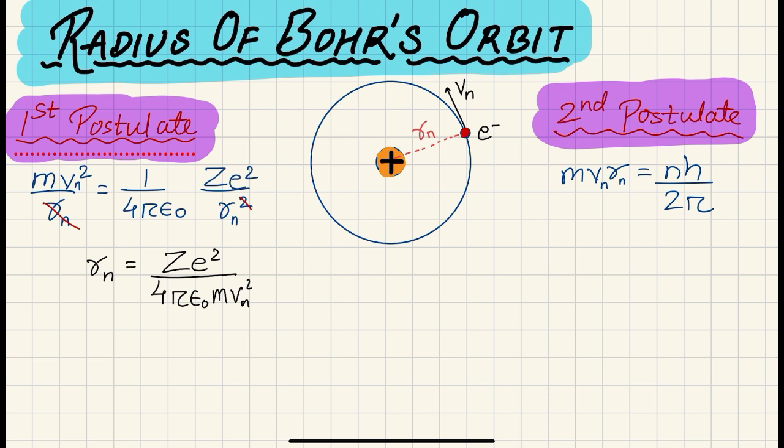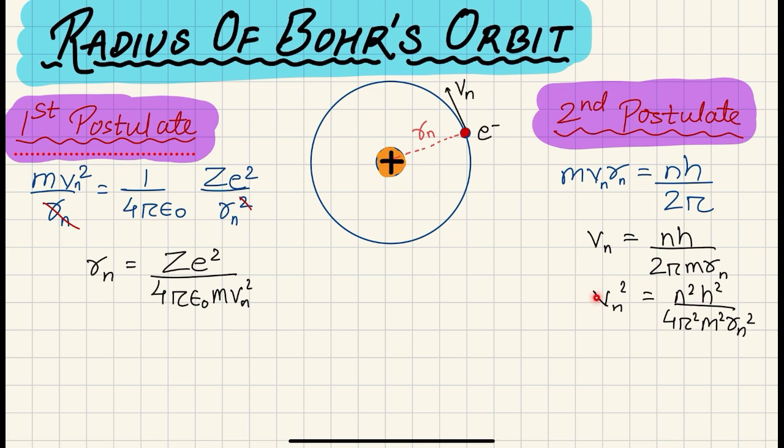What I can do is obtain an expression for this velocity using the second postulate. In the second postulate, I have a Vn. If I keep the Vn term on this side and take n and Rn onto the other side, I get Vn equals n h over 2 pi m Rn. Now, since I need Vn square, I will simply square this and I get n square h square over 4 pi square m square Rn square.